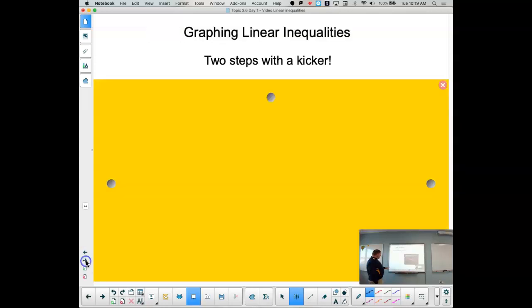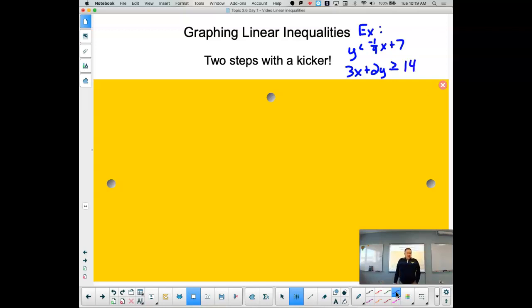So let's dive right into it. We're going to treat it like a line. Some examples of it are going to look like y equals negative 1/4. Oops, that breaks, not equals. Y is less than negative 1/4 x plus 7, or 3x plus 2y is greater than or equal to 14, would be some examples of linear inequalities.